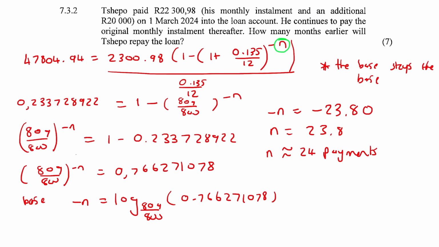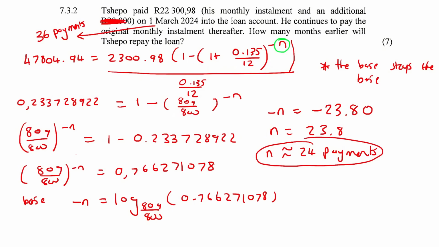Because remember when I asked you to work out the outstanding balance over here, when we ignored that, how many payments did we still have to make at that moment in time? Well, at that moment in time, we still had 36 payments that still needed to be made. Remember? Because we had a total of 60 months, and at this moment, we had already made 24 payments. So we still had 36 payments. What we've just worked out now is that we still have 24 payments.